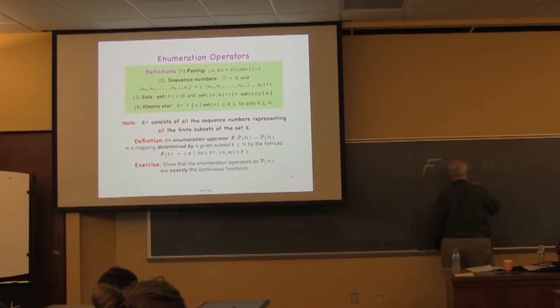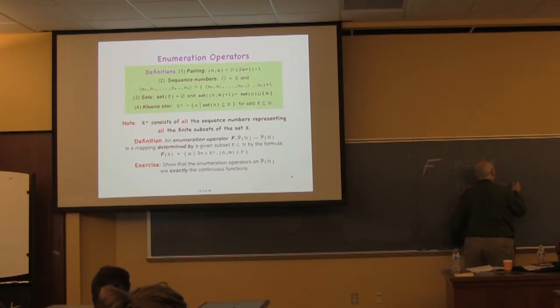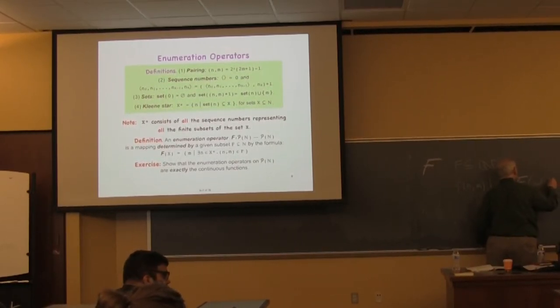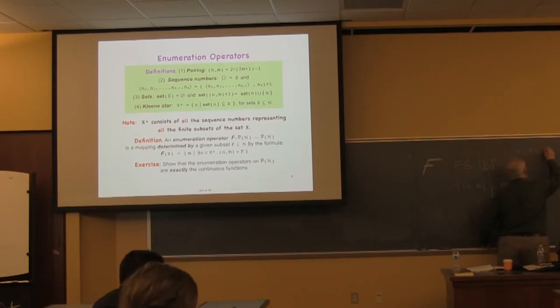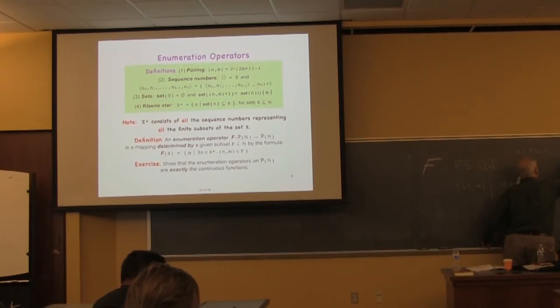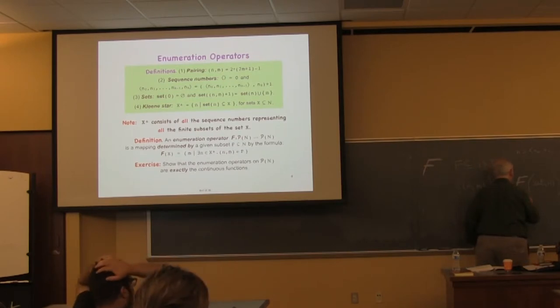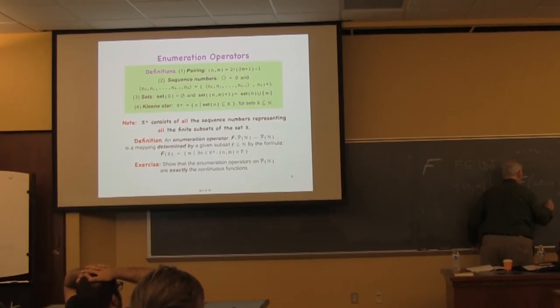Okay. Coding up a continuous function here means I code up the pairs M, which come from evaluating the continuous function at the set corresponding to N. And so if N is a finite sequence, N0, N1, up to N_{K minus 1}, then I take those M's where M belongs to the continuous function applied to the finite set N0, N1, up to N_{K minus 1}. It's just a notation for the finite approximations.